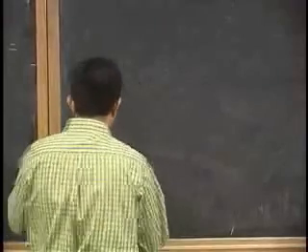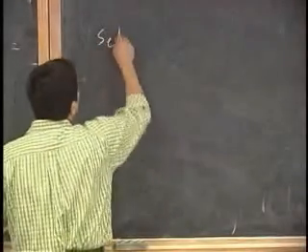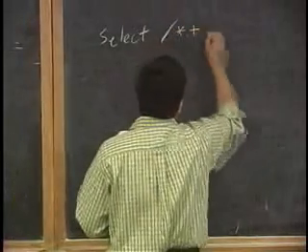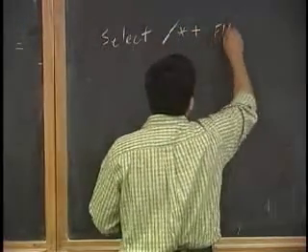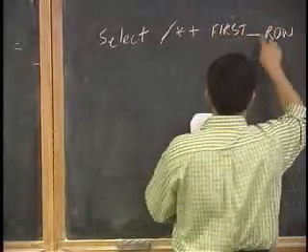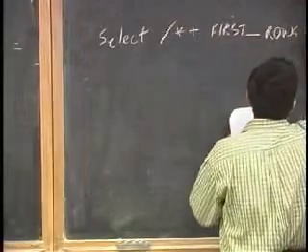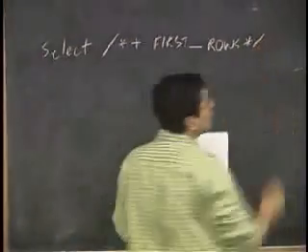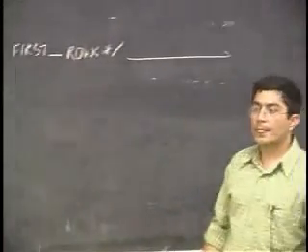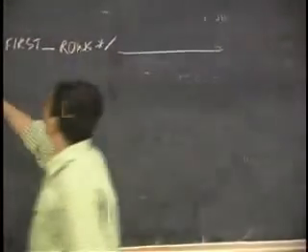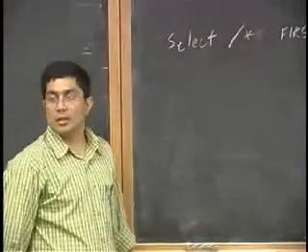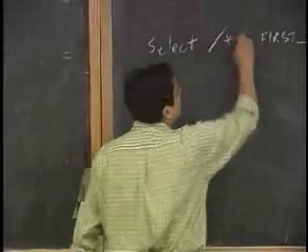So the syntax for hints is, you can say select, and then the hint, and then your query. What you are telling Oracle is that this part is a comment, while this part is a hint.